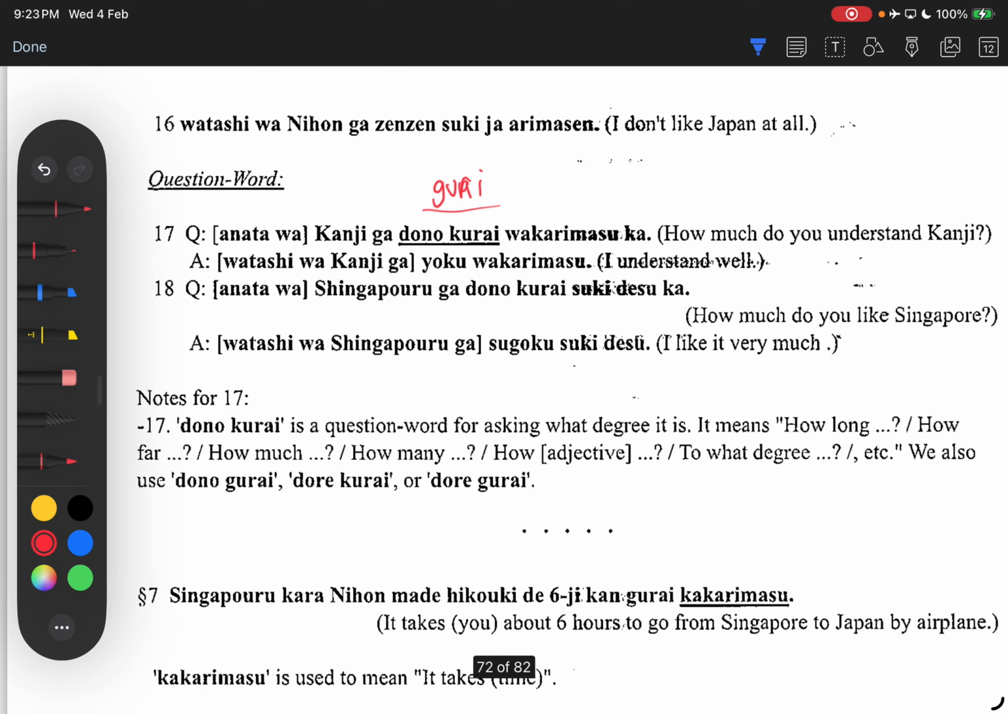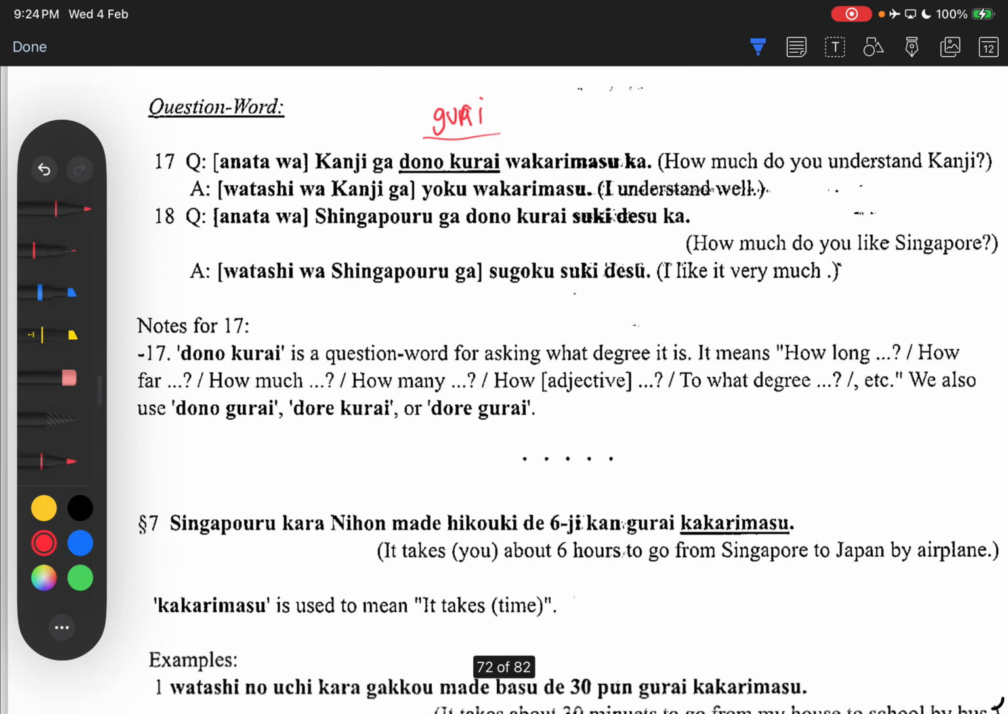Number 18, シンガポールがどのくらい好きですか? So どのくらい how much 好き is like. So how much you like. Right? How much you like Singapore. Right? So すごく好きです。Right? すごく means very like. So I love it a lot. Right? I love it a lot. We don't really say, yeah, die also can.